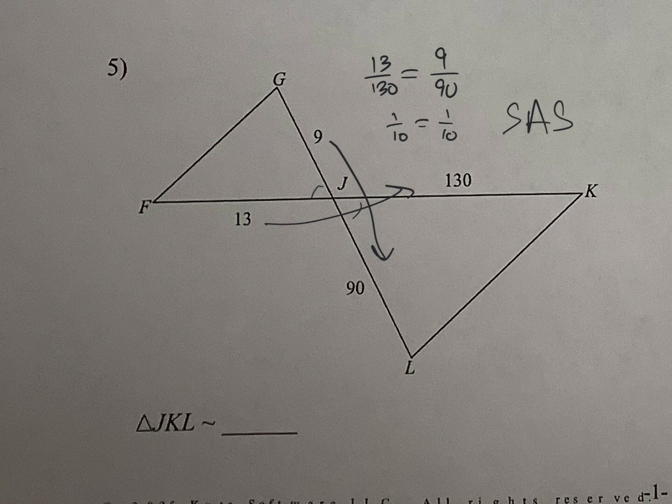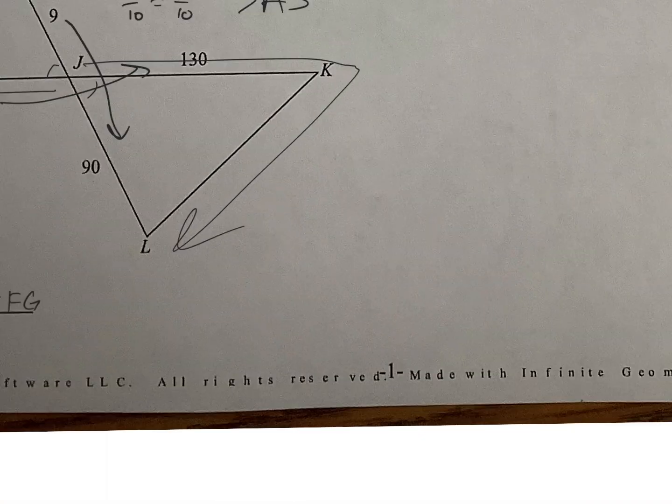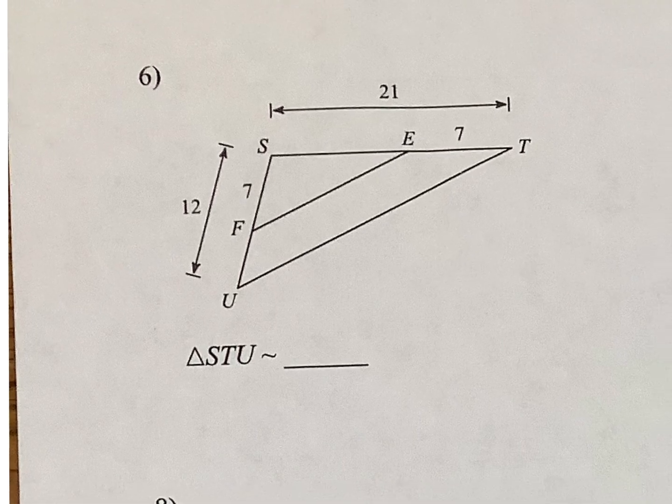So now we have JKL. So from J through the bigger number. So I'll do J through the bigger number. So that's triangle JFG. Oops, next one. Number 6.